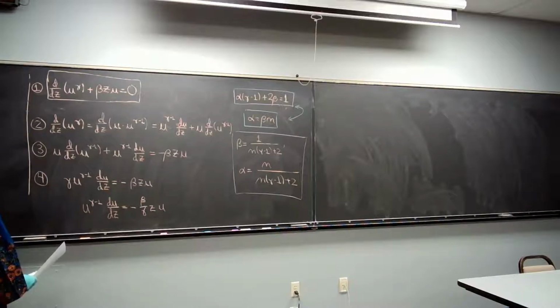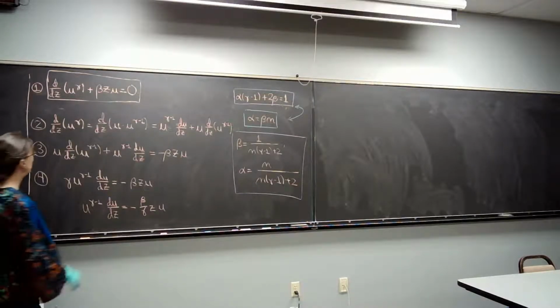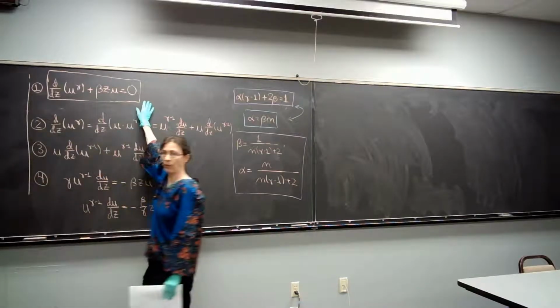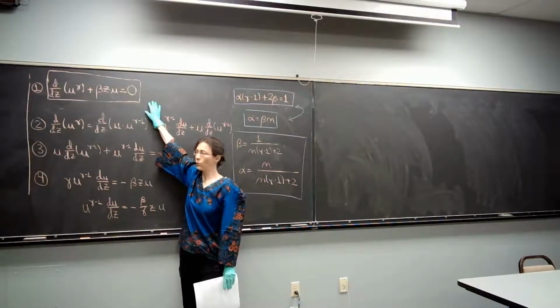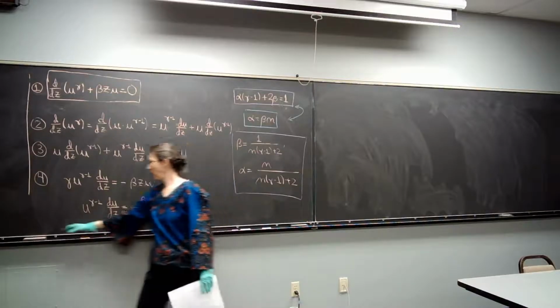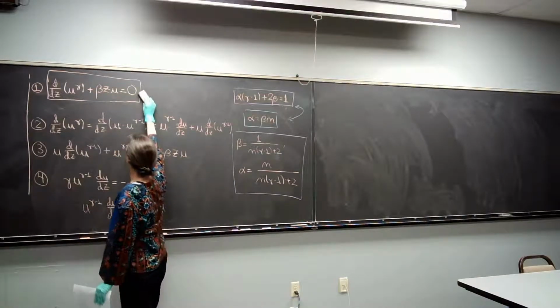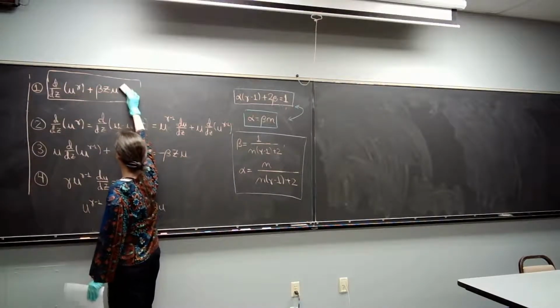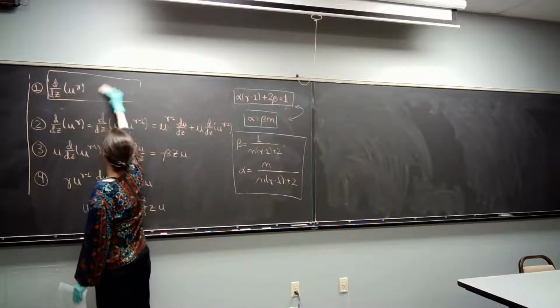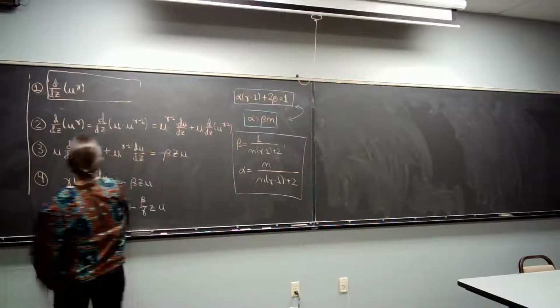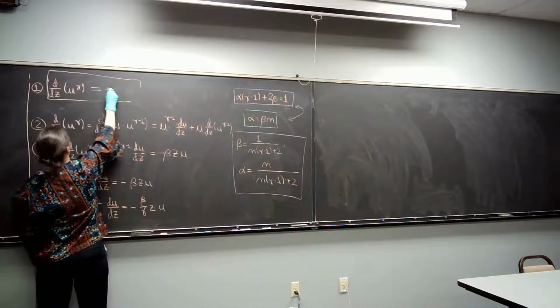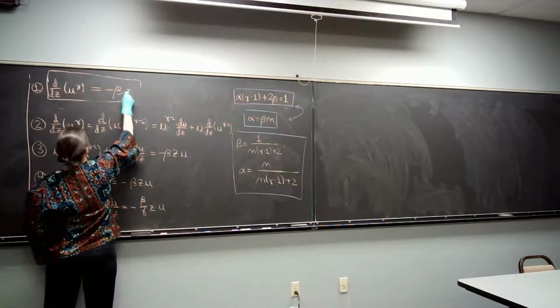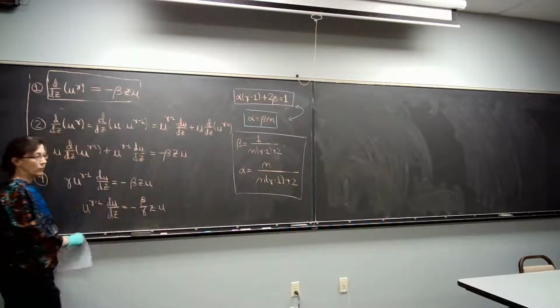Okay, so this gives you another way to rewrite your equation. And by the way, instead of saying it equals 0, why don't I move my beta zu over to the other side, so it's minus beta zu. This is the equation I'm trying to solve.